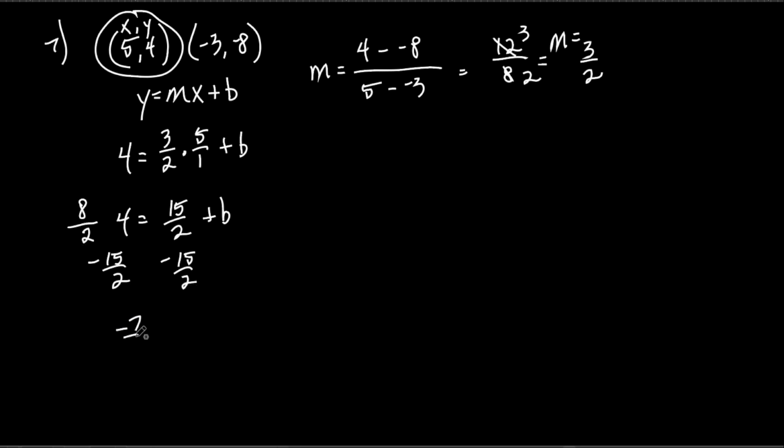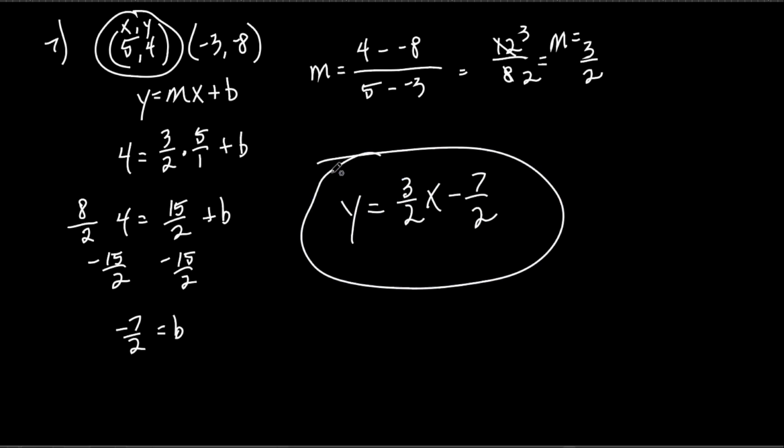So 8 minus 15 is -7 over 2, and that equals b. I put them all together. I got a slope. I got a y-intercept. Put it all together. Y equals 3/2 x, and then minus 7 over 2. And that's how you get that. Okay?